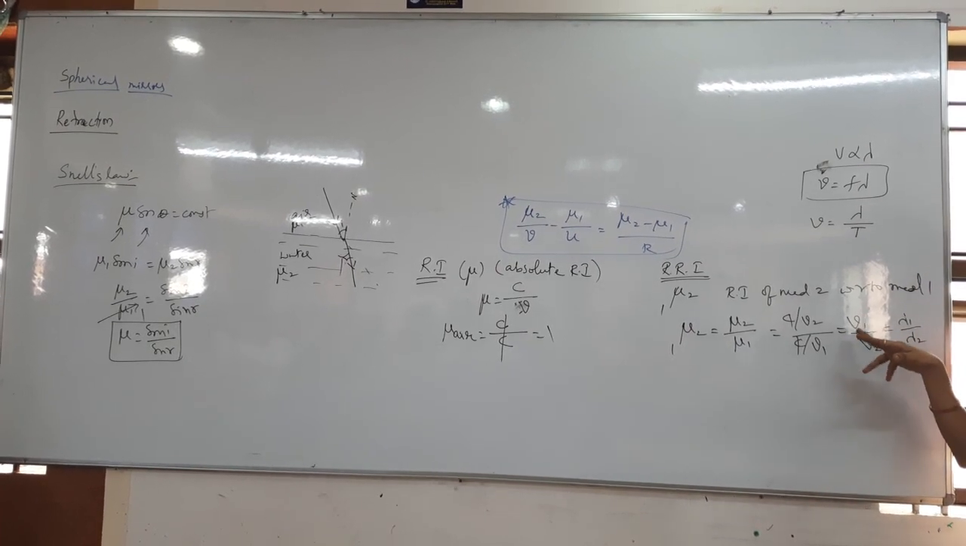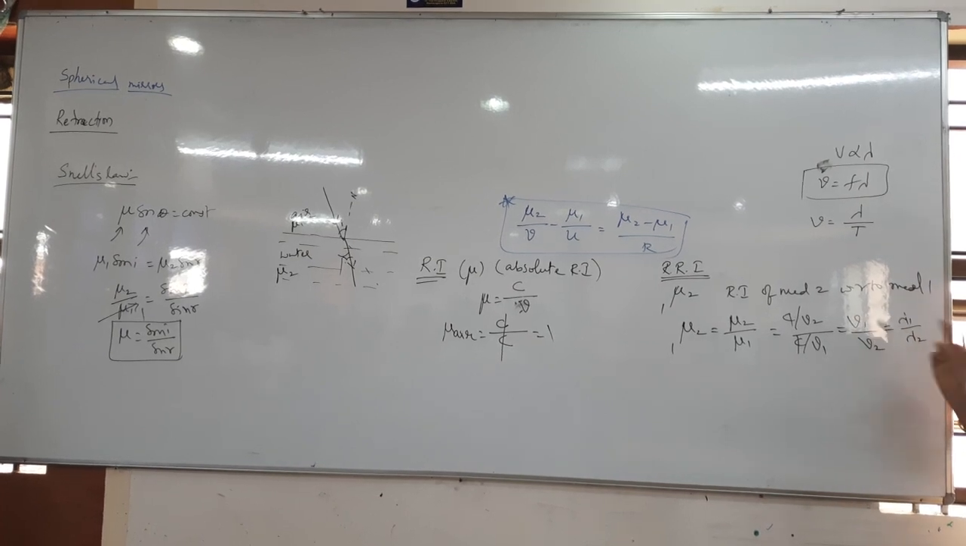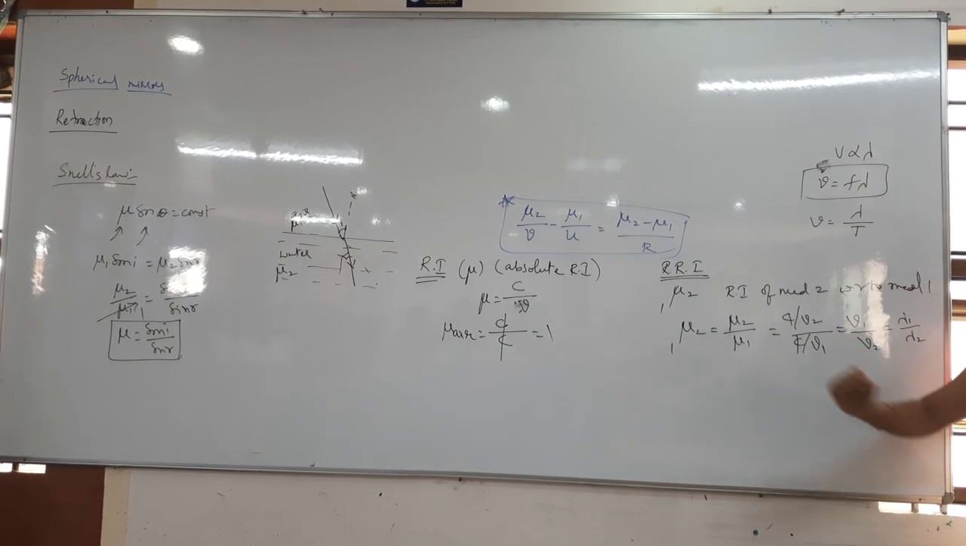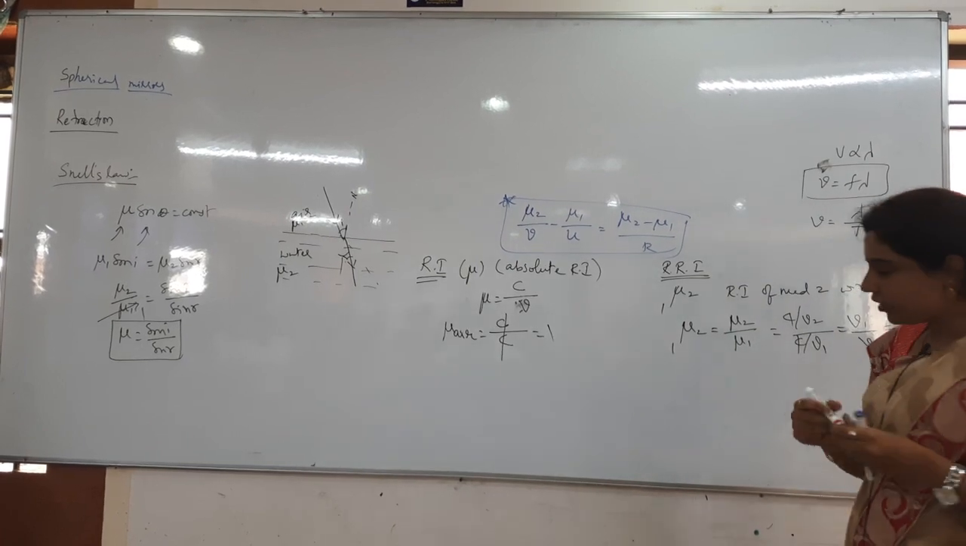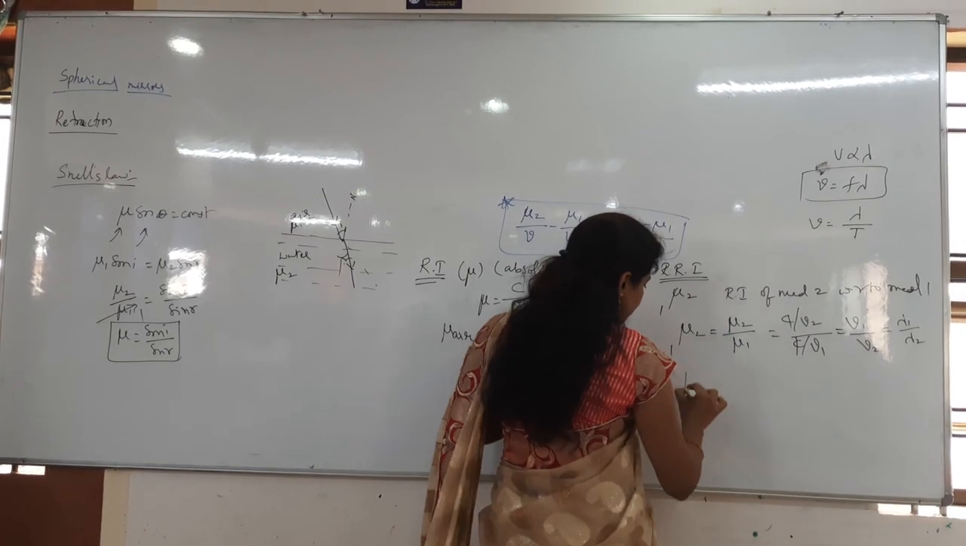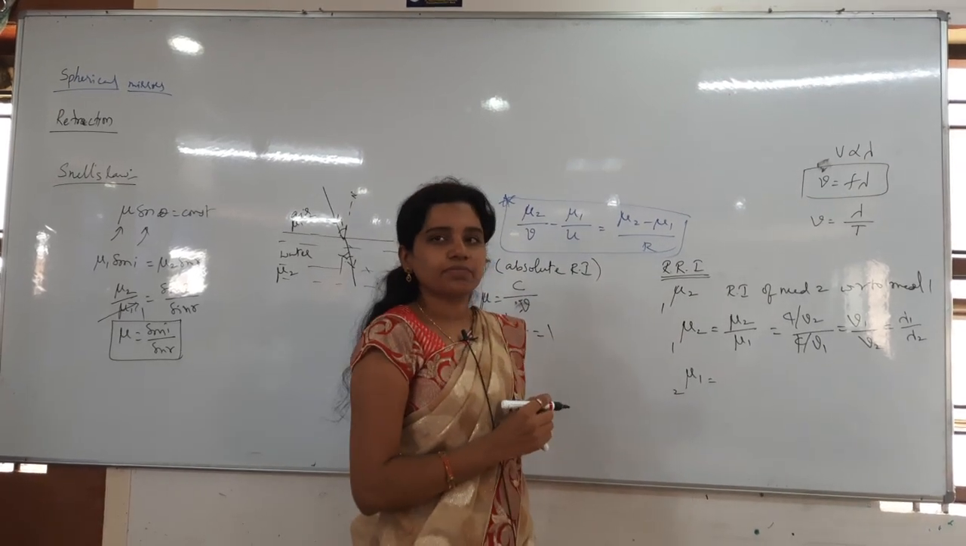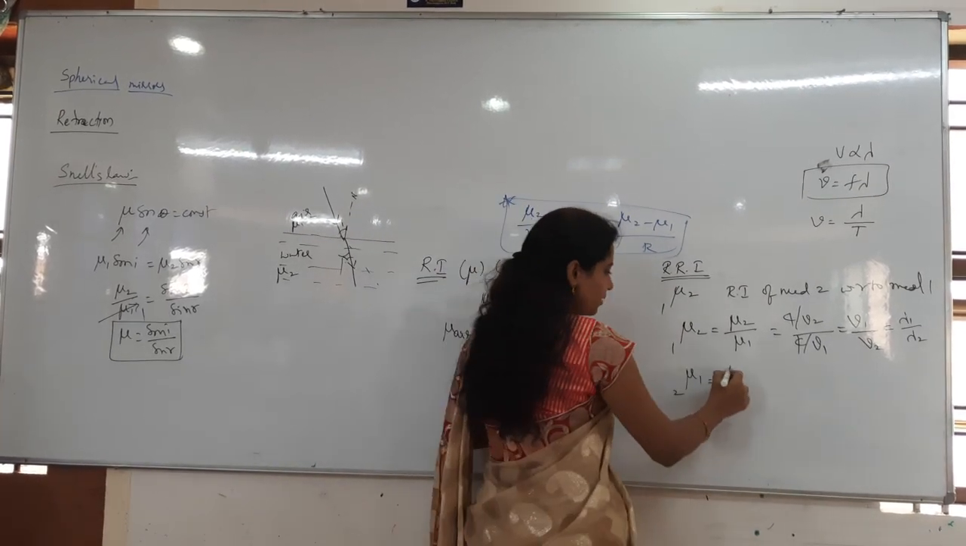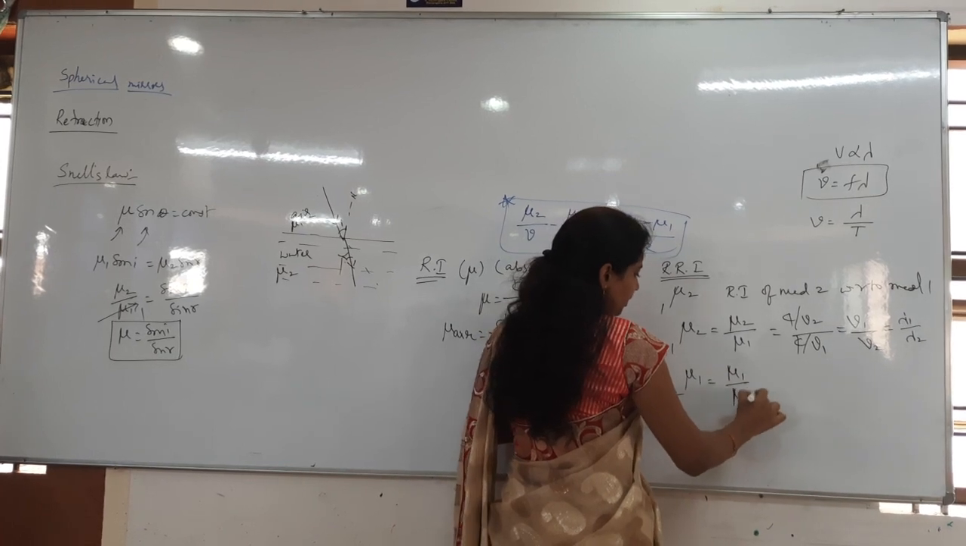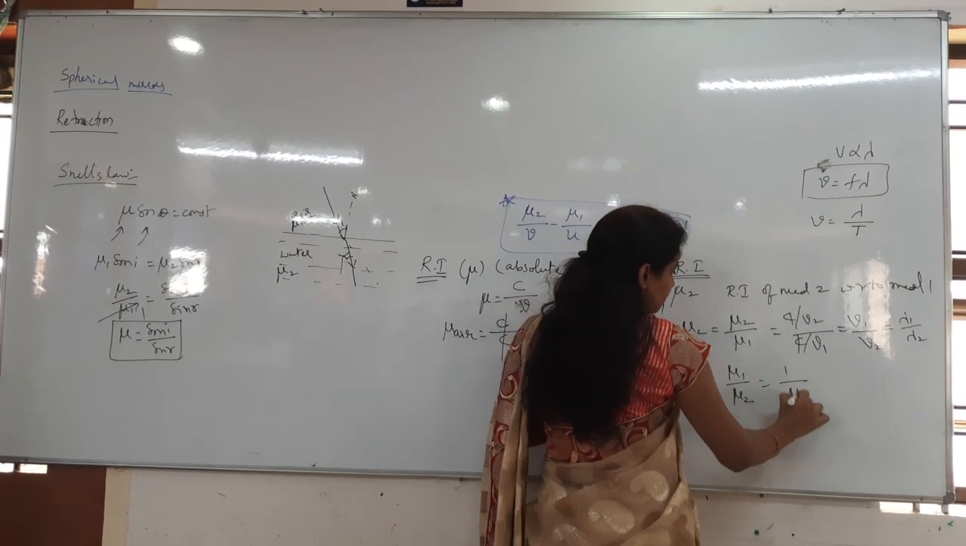So V1 by V2 is equal to lambda 1 by lambda 2. This is about the refractive index of the second medium with respect to the first medium. Now I want to get the first medium with respect to the second medium. Mu 1 2 is how much? Mu 1 by mu 2. Can I write it as 1 by mu 2 by mu 1?